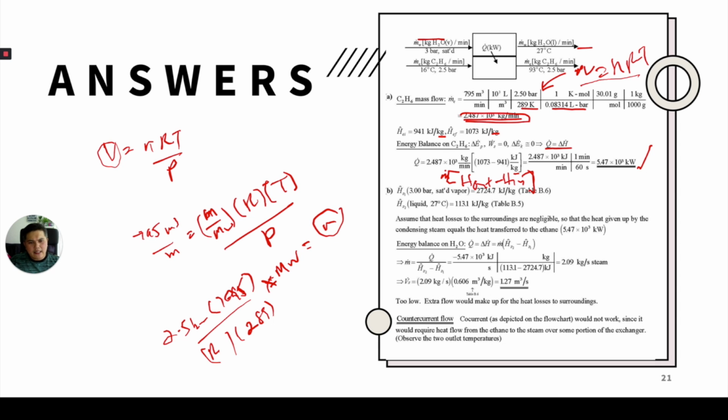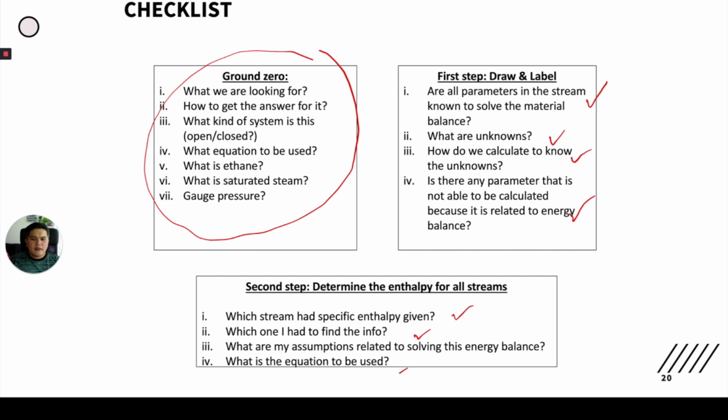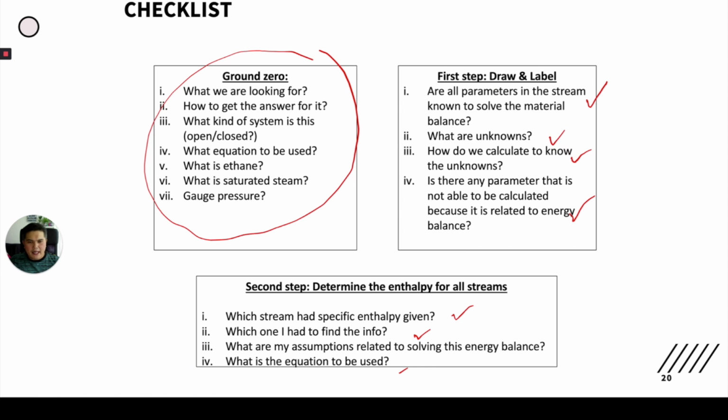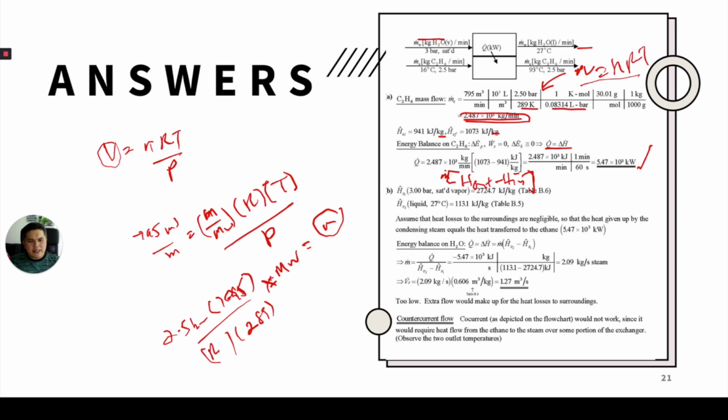The second one is they were asking whether, what's the question again? They're asking that if the energy transferred from the steam goes to heat the ethane, at what rate in meter cube per second must steam be supplied. So we wanted to know, based on that particular amount of heat, how much steam should be supplied. So we go back to the initial equation here.